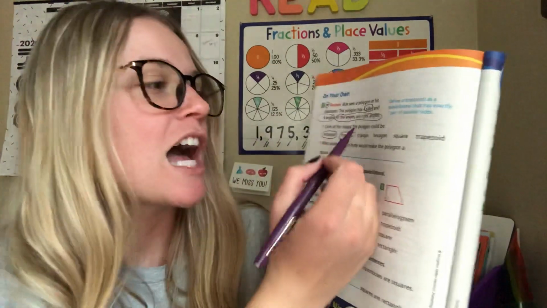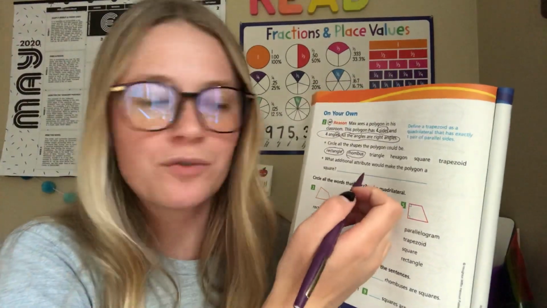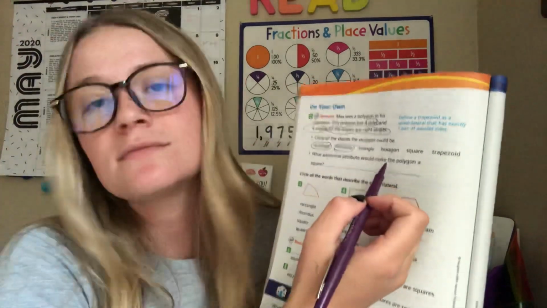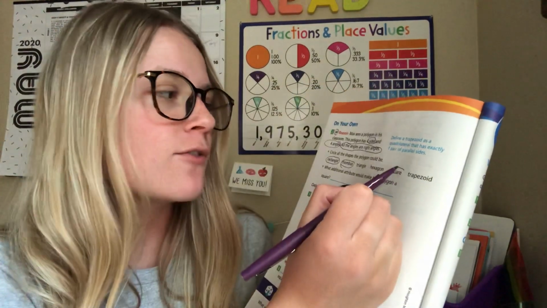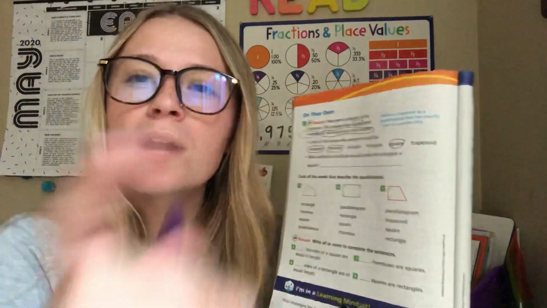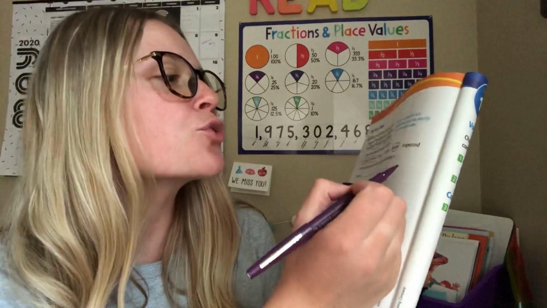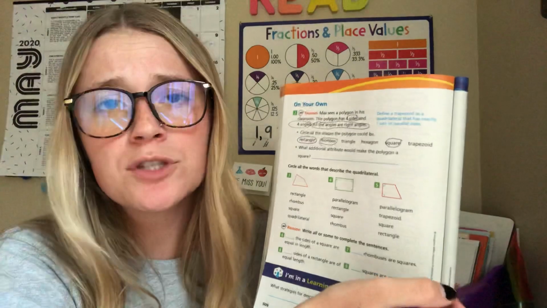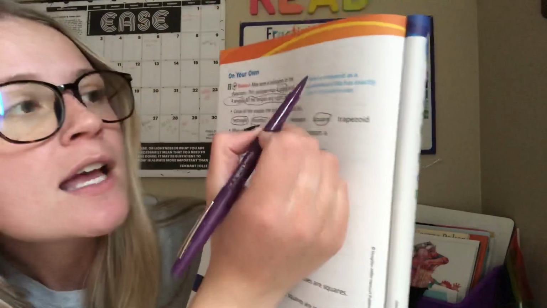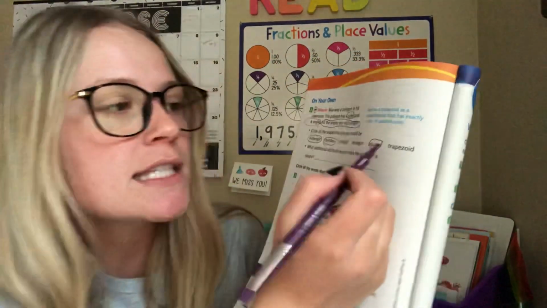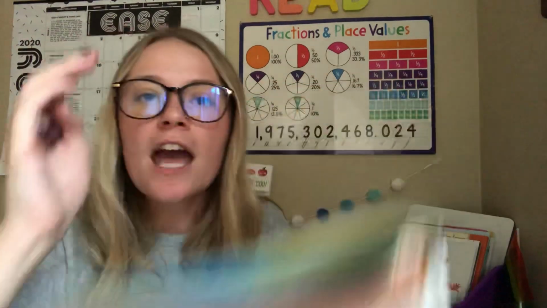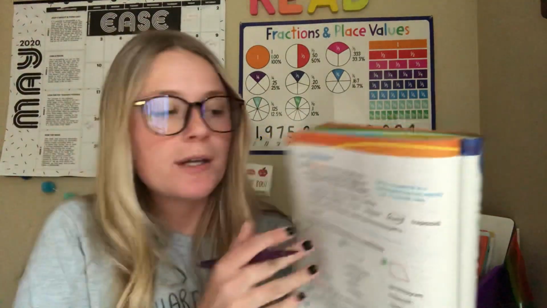Great. A triangle. No, a triangle has 3 sides, so that is out. Hexagon. No, hexagon has 6 sides. That's out. A square. Yes, a square has 4 sides, 4 angles, and all the angles are right angles. What about a trapezoid? Now, a trapezoid, this is where this little piece comes in. Define a trapezoid as a quadrilateral that has exactly 1 pair of parallel sides. So since it only has 1, the other 2 are going to be moving out or in, making those angles not right angles. So not a trapezoid.